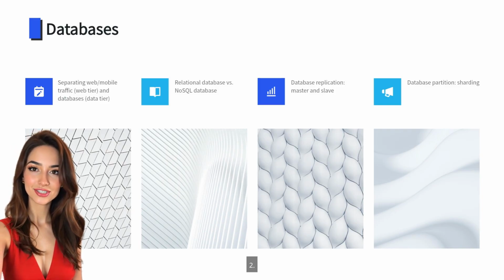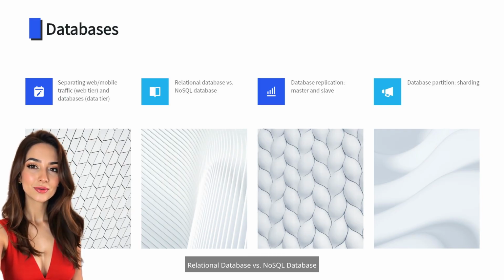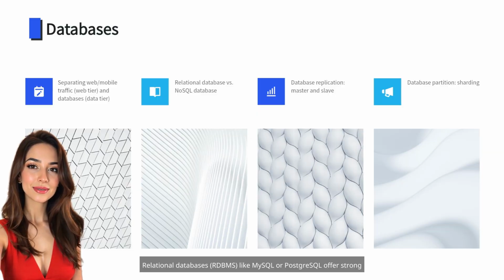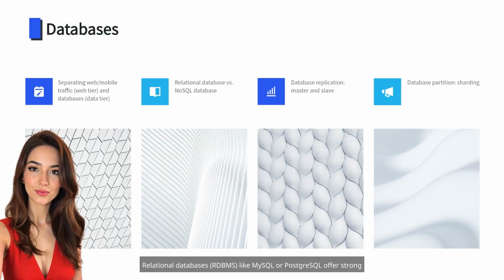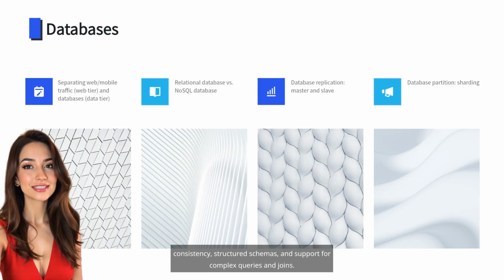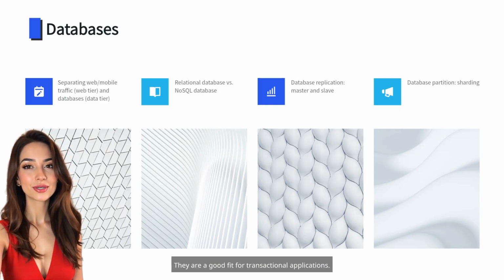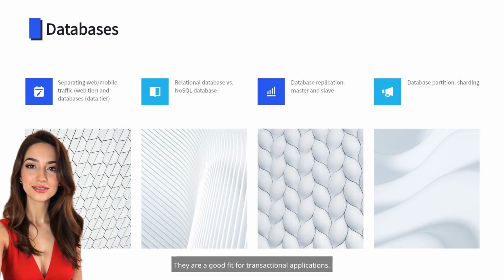2. Relational database versus NoSQL database. Choosing the right type of database is crucial. Relational databases, RDBMS, like MySQL or PostgreSQL, offer strong consistency, structured schemas, and support for complex queries and joins. They are a good fit for transactional applications.